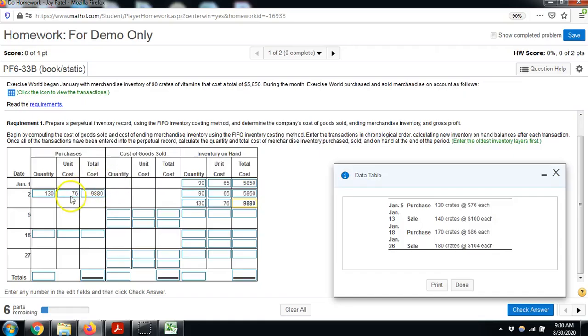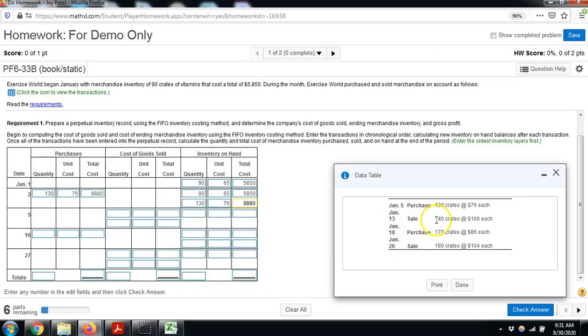So the journal entry for this would only have this number, right? We would have merchandise inventory being debited for this amount, and then however we purchased it, cash or accounts payable, would be the credit. So this table is just to keep track of the number of units in the different layers. The journal entry is going to be just dependent on this total cost.